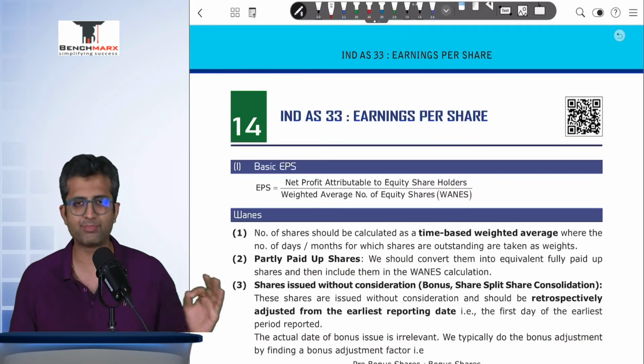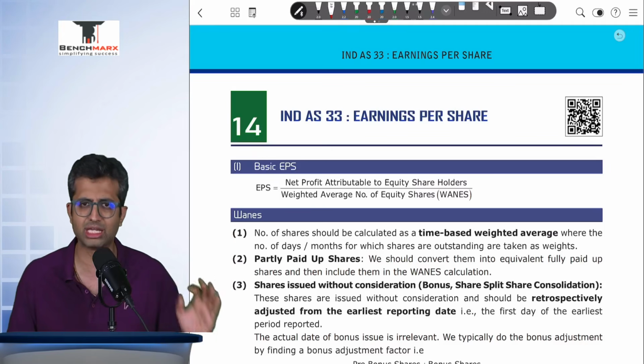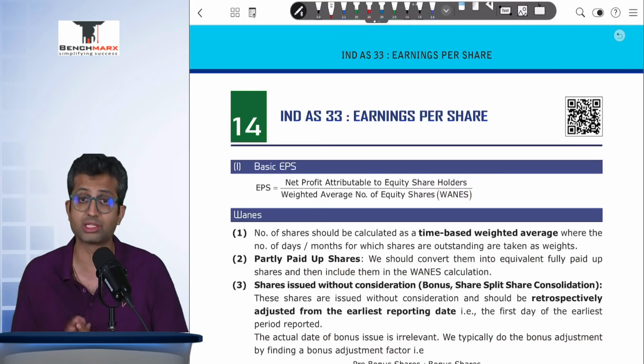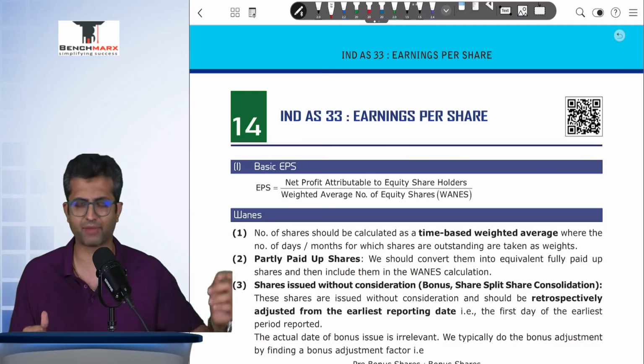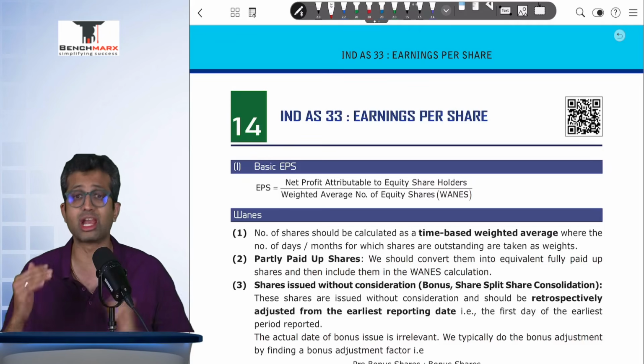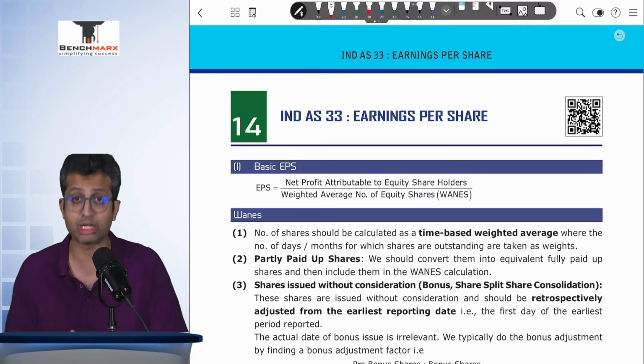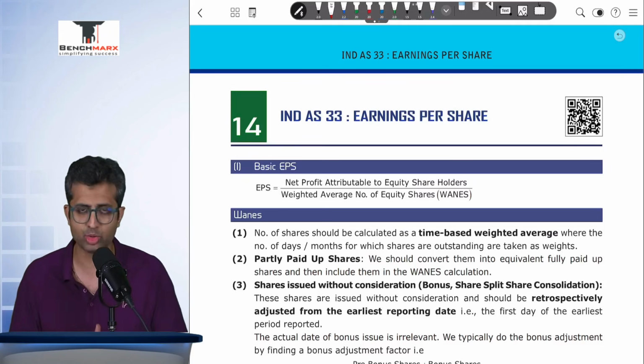Now when we look at EPS, this is covered under your CA Inter as AS 20 and under your CA final as Ind AS 33. EPS is one of the most important numbers on your financial statements, and it has to be shown on the face of the income statement, both the basic as well as diluted. Now, how do you calculate the EPS?